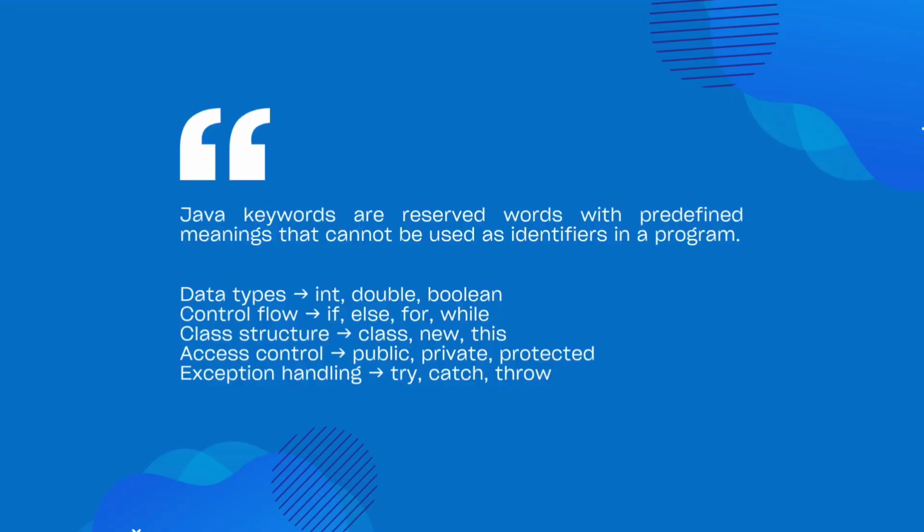Keywords. Java keywords are reserved words which are predefined, meaning they cannot be used as identifiers in a program. Data types: int, double, boolean. Control flow: if, else, for, while. Class structure: class, new, this. Access control: public, private, protected. Exception handling: try, catch, throw, etc.